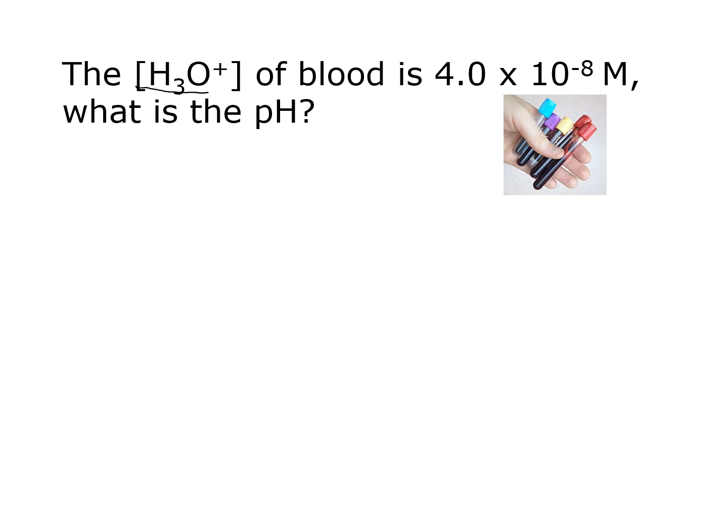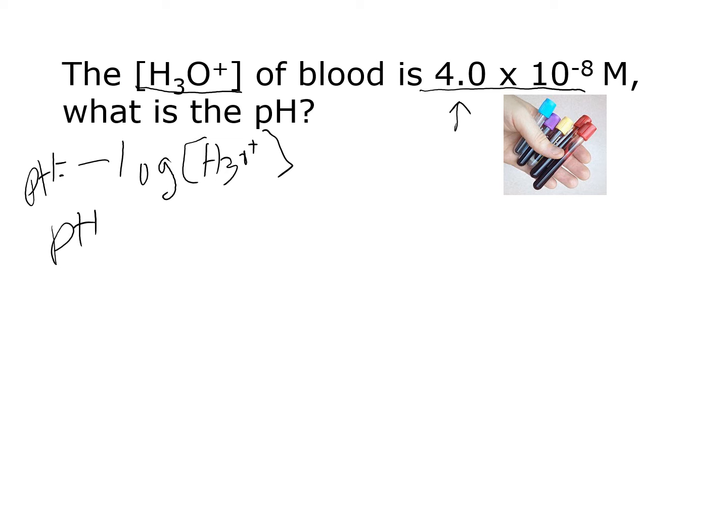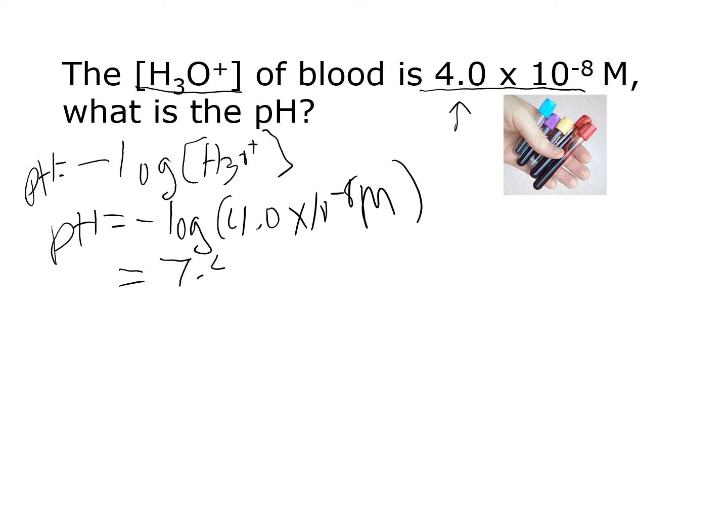The hydronium ion concentration of blood is 4 times 10 to the negative 8th molarity. What is the pH? So again, we don't have a 1 here, so our pH is not just 8. We have to use our formula. The negative log of hydronium ion concentration is what our pH is equal to. So then we just plug in to our formula. We're given hydronium ion concentration of 4 times 10 to the negative 8th molarity. And when we plug that in to our calculator, we end up with a pH of 7.4.